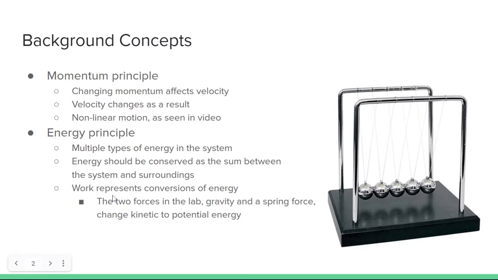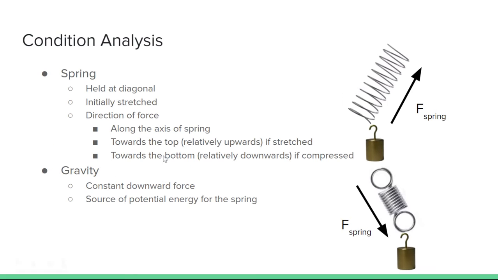Work represents conversions of energy. So for example, when potential energy forms are translated to movement in kinetic energy, that would be represented as work on an object. In order to analyze the beginning conditions in the video, the spring is stretched and held to the left a little bit.